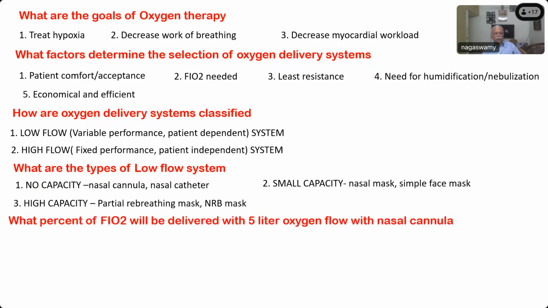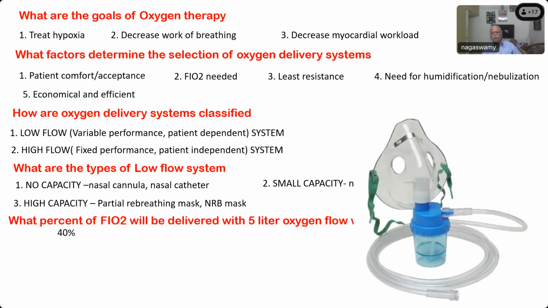What percent of FiO2 will be delivered with 5 liters of oxygen flow with the nasal cannula? 36%, 40%, 30 to 40%. Every 1 liter increase will increase the FiO2 from the normal 21%. 40% is the answer. Okay.